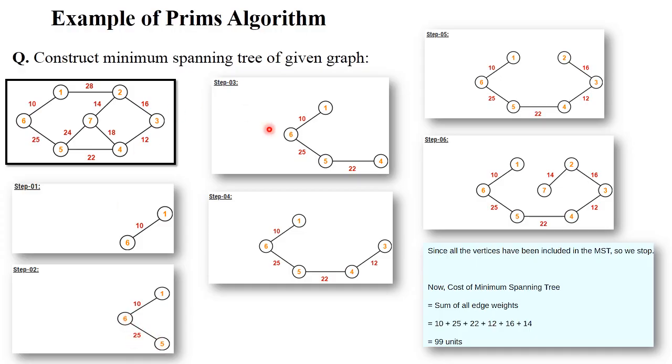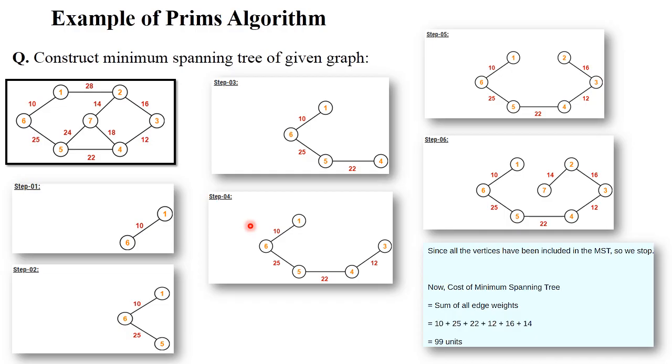Next, step 3. Now you should check the next path from vertex 1 or 5. From 1 to 2, 28, from 5 to 7, 24, and from 5 to 4, 22. There are a total of 3 paths: 28, 24 and 22. Which is the minimum? The minimum path is 22, from 5 to 4. So this path will be added here, that is 5 to 4.